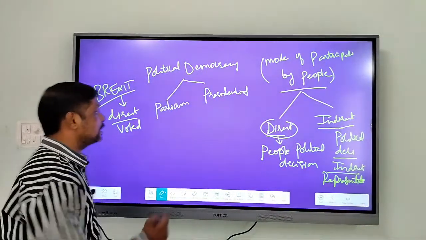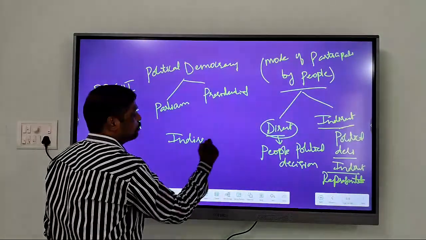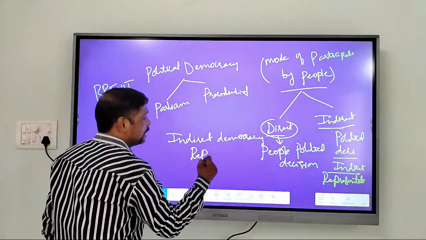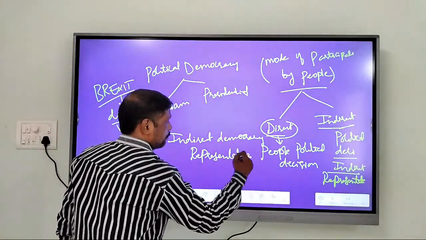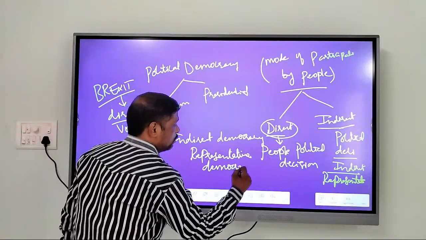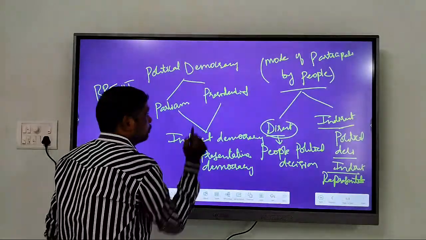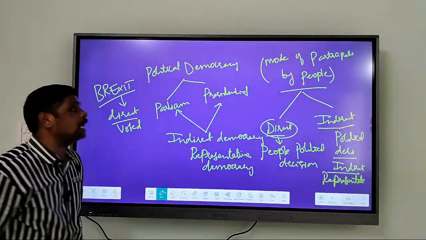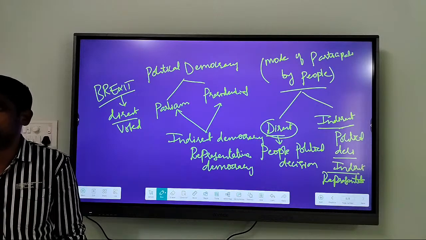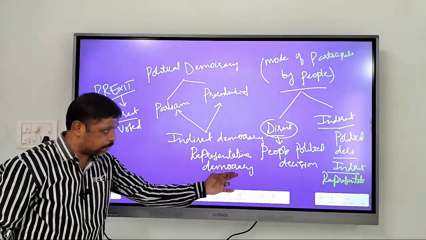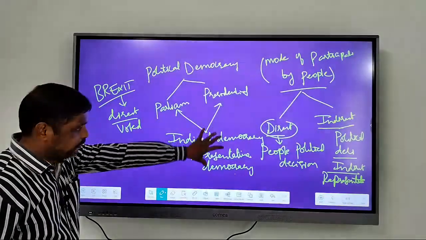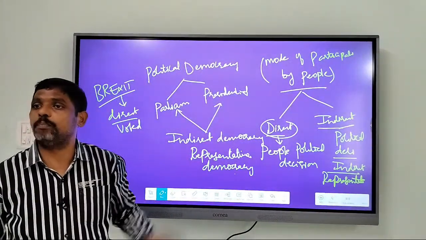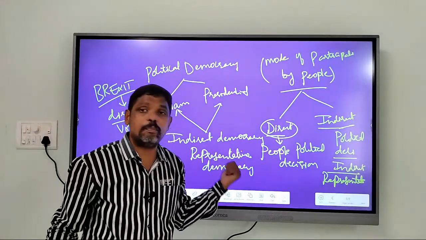So that is the reason why this indirect democracy is also called representative democracy. Both the parliamentary system of government, that is the parliamentary democracy, and presidential democracy are examples of indirect democracy. So within this representative democracy we have both the parliamentary system as well as the presidential system. Both are examples of representative democracy.